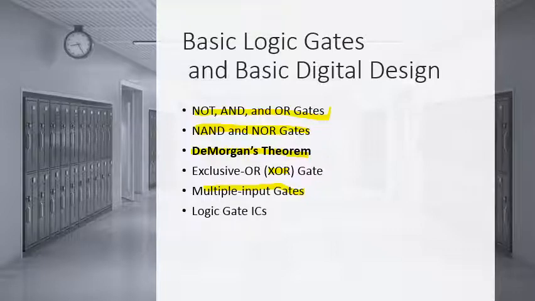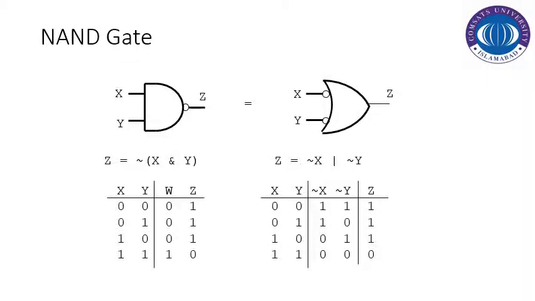Right. So to start our discussion, first of all, let us revise the concept of the NAND and NOR gates, and we'll see the equivalent representation of NAND and the equivalent representation of NOR, and we are going to verify that by means of the truth table.